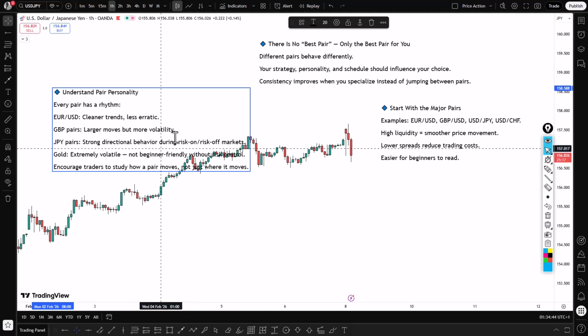Okay? And so GBP pairs, you notice that they have larger moves and they are more volatile. Okay? JPY pairs are strong directional behavioral pairs that when there's a risk on or risk off situation in the markets, it usually tends to affect them a lot. Gold, well, I could say that gold is not too beginner friendly because, with the position sizing and all of that, most of the beginners struggle to trade gold.